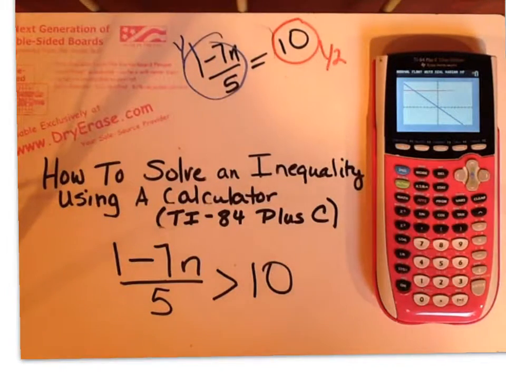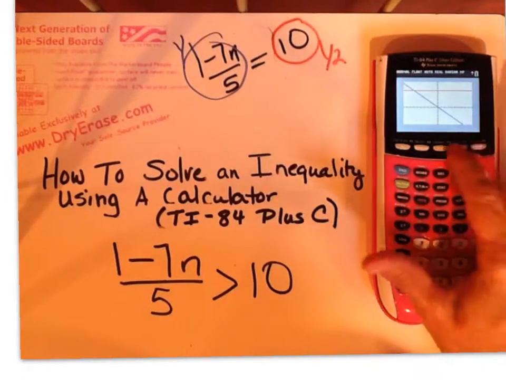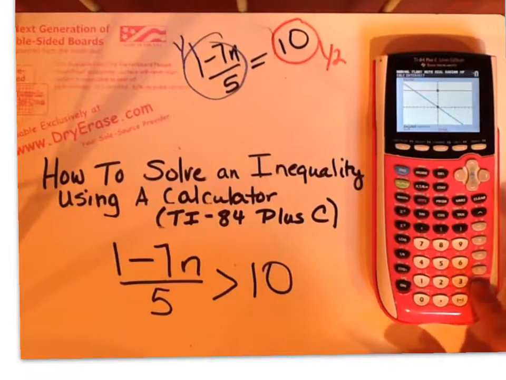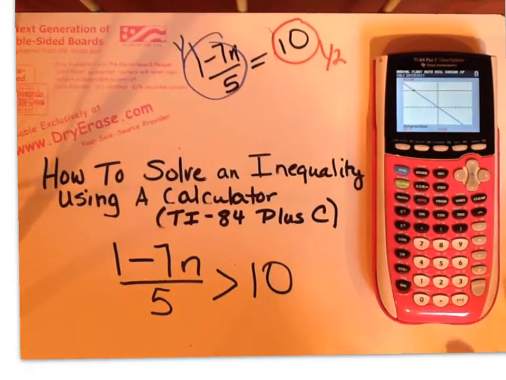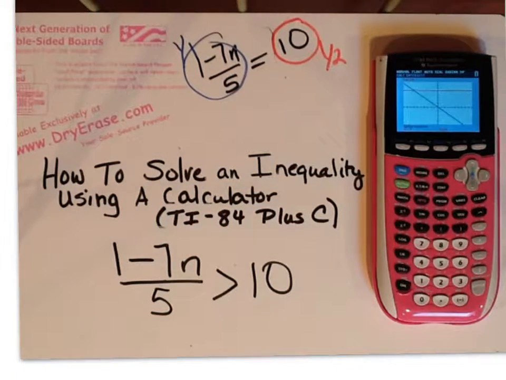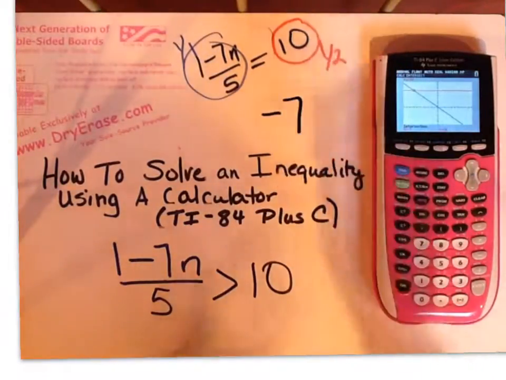Here comes my right side, and I need the point where those two lines cross. Just like I did with an equation, second, trace, number 5, intersect, and I'm going to hit enter 3 times. And my answer here is negative 7.